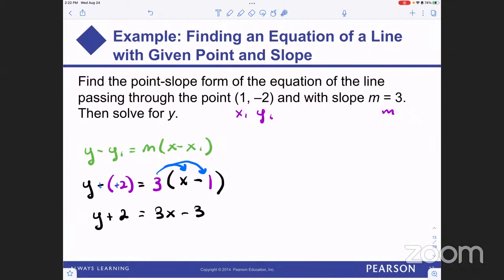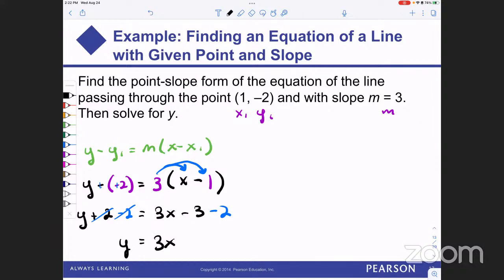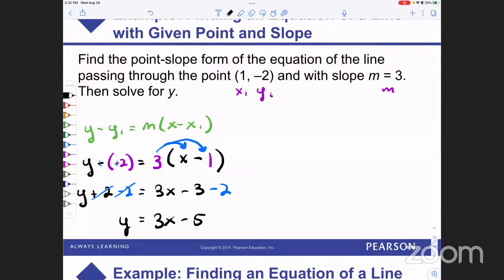Now, if we want to solve for y, we want to isolate the y, so we want to move this two to the other side. We want to use the inverse operation to move this to the other side of the equal sign. What's the inverse operation of plus two? Minus two, right? So we want to subtract two on both sides. I'm going to create a little bit of space. On the left, these add to zero, and we're just left with y. On the right, we got 3x, and negative 3 plus negative 2 is negative 5. So when we solve for y, we finish in this form.